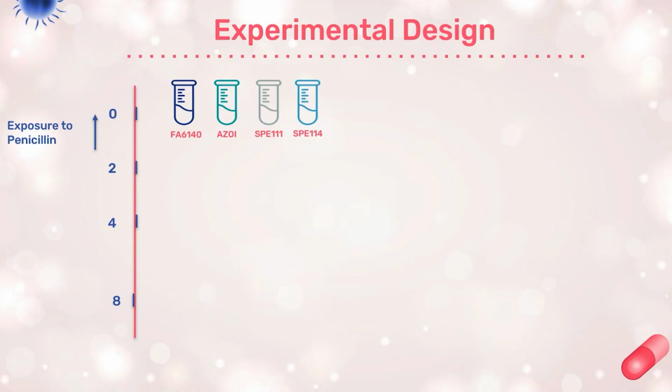Yeah, so as I mentioned, I work with 4 strains. AZOI is a positive control, and it's actually very similar to FA6140, which is why it's such an important strain, because subtle differences between FA6140 and AZOI will point to proteins that are of interest for antibiotic resistance. And then SP111 and SP114 are also related to FA6140, albeit not as closely, and are acting as resistance negative controls.